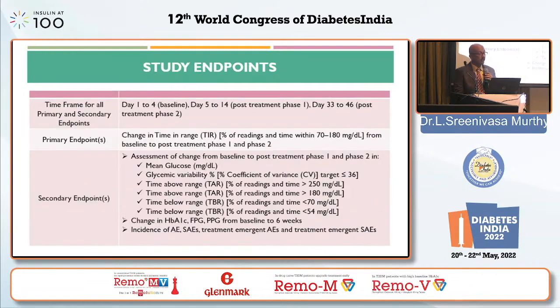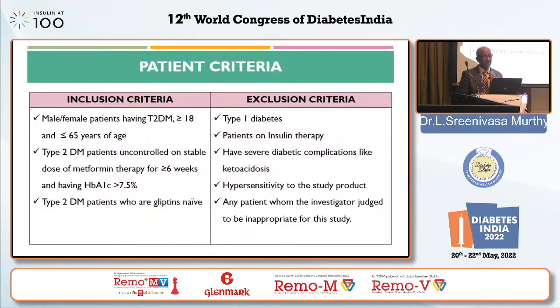So, study endpoints. The primary endpoint is basically the change in time in range, percentage of readings, from baseline to post-treatment phase 1 and phase 2. Basically, it was divided into phase 1 and phase 2, which I'll just show you. And of course, secondary endpoints regarding all the TARs and TBRs ranges, which we discussed earlier, and changes in the A1C, FBS, PPBs were also considered along with your CGM. And of course, to look for any incidence of adverse events or serious adverse events.